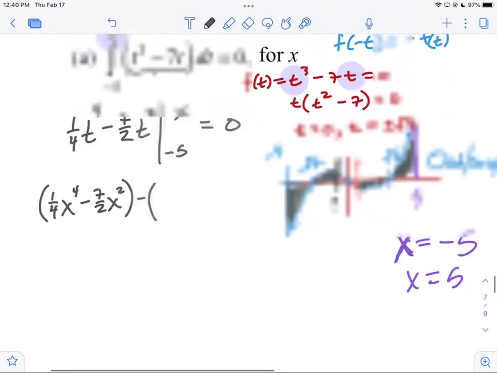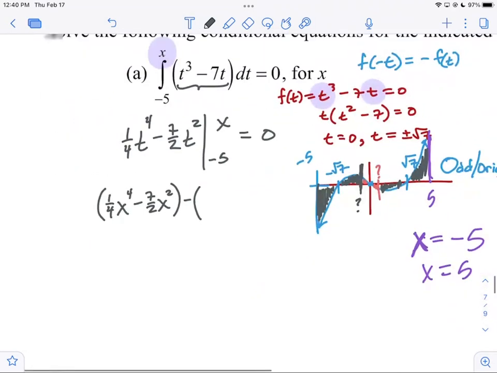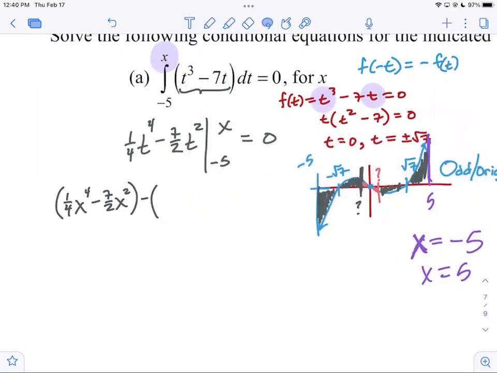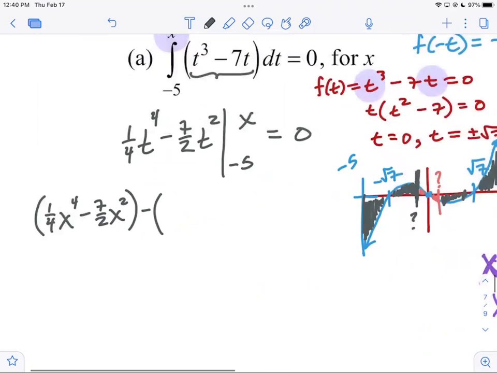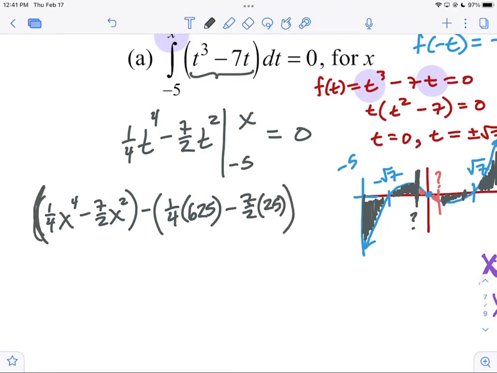Ay, caramba. Ooh, is this going to be fun? Possibly. -5 to the 4th. Well, that's -5 times -5, which is 25. 25 times 25, 25 squared, 625. Very good. Minus 7/2 times t squared, that's -5 squared, that's 25. Remember, plug in the top in parentheses, minus plug in the bottom in parentheses, and that equals 0.